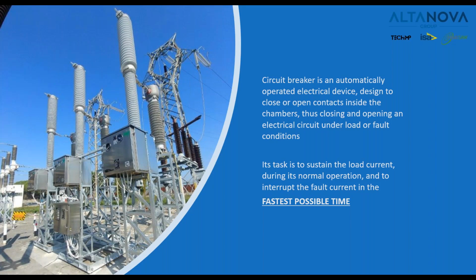Let's start by saying, what is a circuit breaker? It is an automatically operated electrical device designed to close or open contacts inside the chambers, thus closing and opening an electrical circuit under load or fault conditions. It is very important that when there is a fault in the line, it operates in the fastest possible time in order to clear the fault.